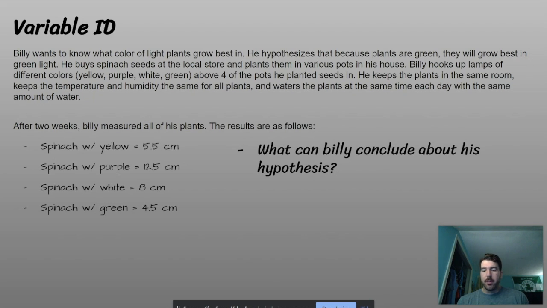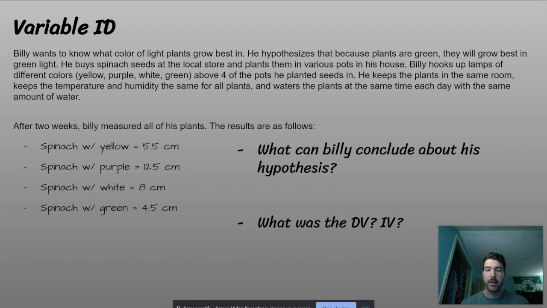So what can we say about Billy's hypothesis? He hypothesized that because plants are green, they will grow best in green light. We look at his results and we can see that after 2 weeks, the plants that were grown with green light actually grew the least. So we can definitely reject that hypothesis, and he might have to go back and try something new or just end the experiment completely. What was the dependent variable?